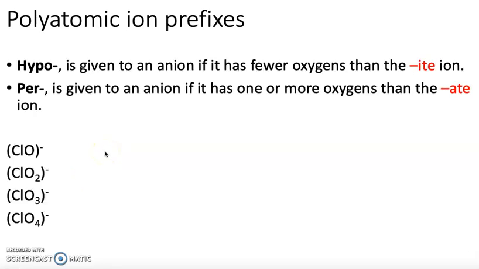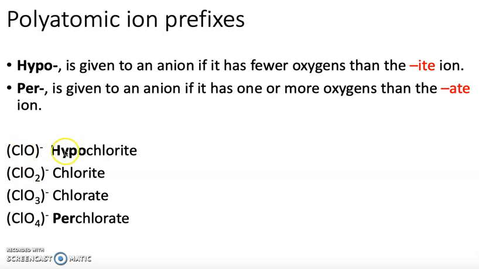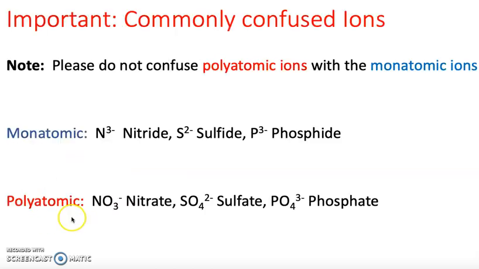Now, there's a couple prefixes that you need to know: hypo and per. Hypo is given to an anion if it has fewer oxygens than ITE, so it's one less than ITE. Per is given to an anion if it has one more oxygen than ATE. So let's take a look here. We have ClO, which is the one with the fewest oxygens, all the way to ClO4. The one all the way at the bottom is actually called perchlorate because it's one more than chlorate. This right here, ClO2, is chlorite, so you take one away, and it's called hypochlorite. So hypo at the bottom and per at the top.